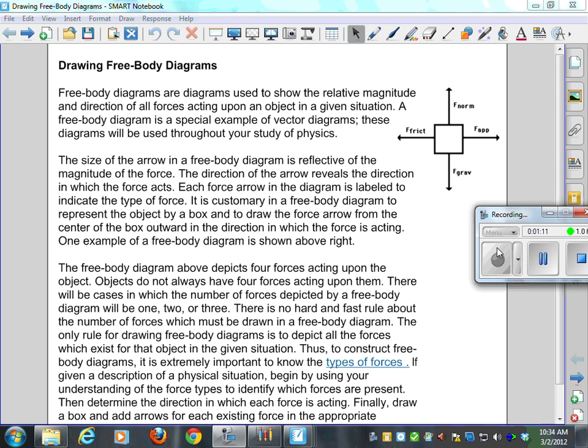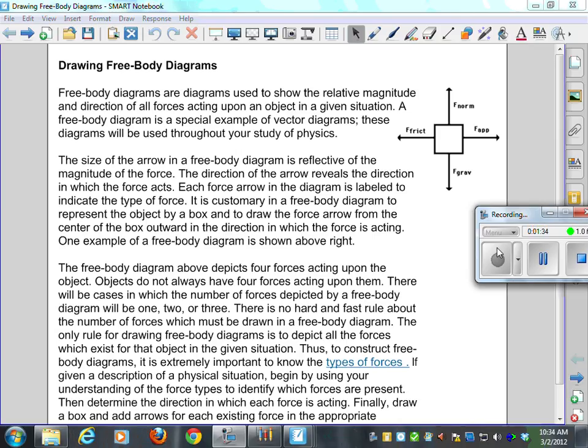Okay, so you've got this handout here. You will probably recognize this from grade 11. Just a very quick refresher on drawing free body diagrams. Free body diagrams are diagrams used to show the relative magnitude and direction of all forces acting upon an object in a given situation. A free body diagram is a special example of the vector diagrams discussed in an earlier unit. These diagrams will be used throughout our study of physics.